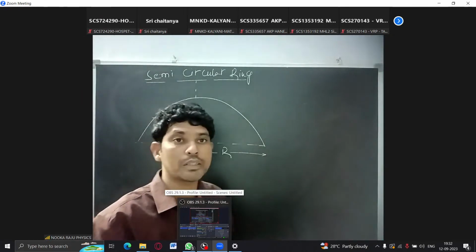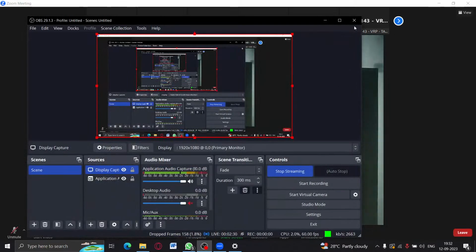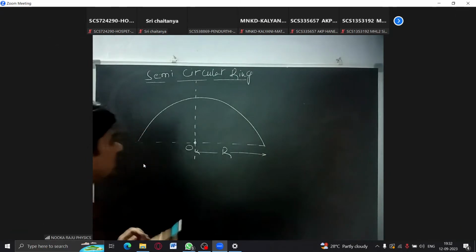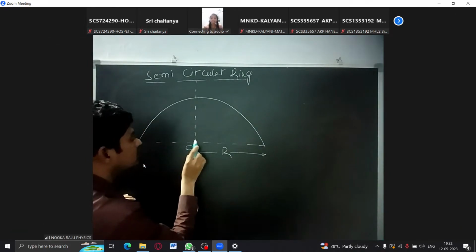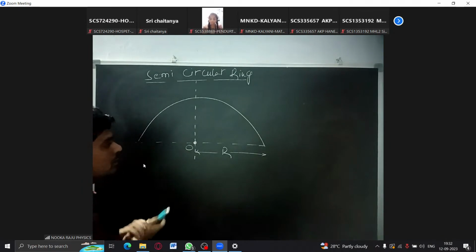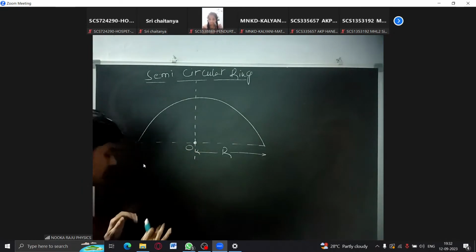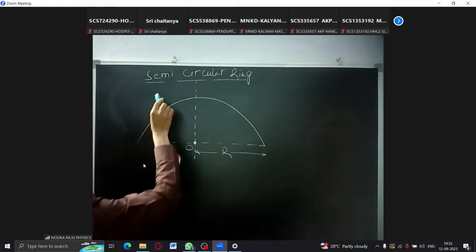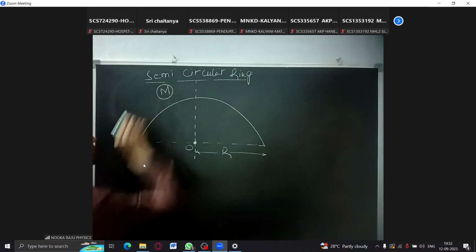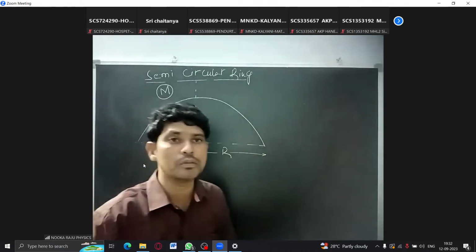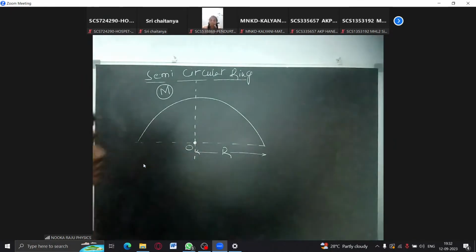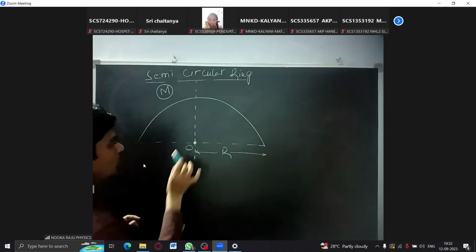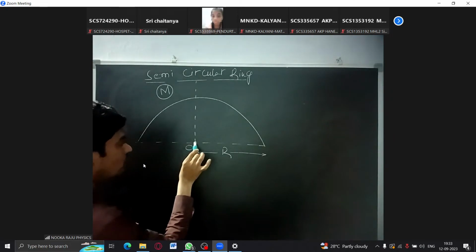Now try to understand one important point. Where is the center of mass located for the given semicircular ring? Let this be the origin. I wish to find the center of mass of the semicircular ring with respect to this point. I said already that the total mass of the semicircular ring equals capital M. And coming to the next one, very important.